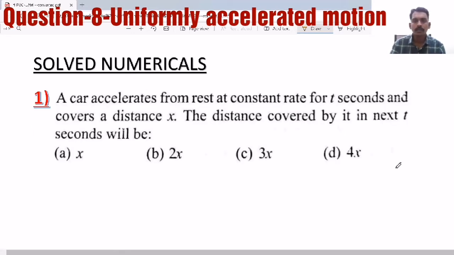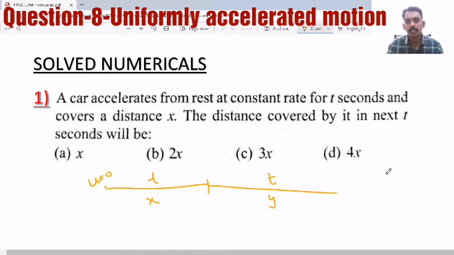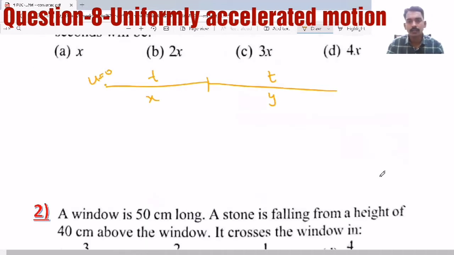Now, a car accelerates from rest at a constant rate for t seconds and covers a distance x. The distance covered by it in the next t seconds will be? See, from rest, you have to understand properly. So, initial velocity is 0, and constant rate means acceleration is constant. It covers a distance x in time t. The distance covered by it in the next t seconds, we don't know, so let's take y. But that is also time t. Then they are asking what is y.